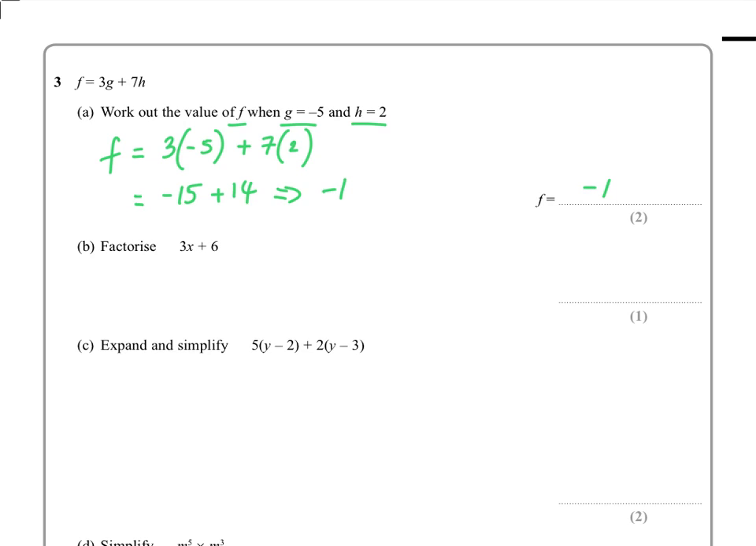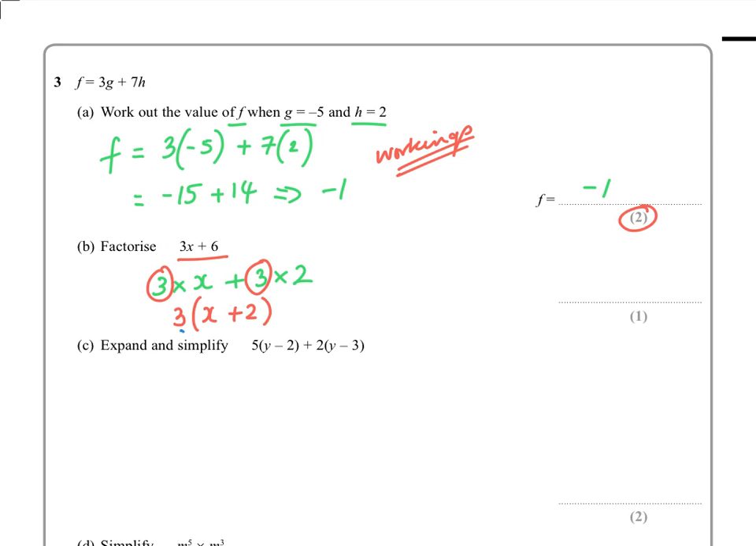So don't forget to show all your workings. Although it's a calculator paper, don't just put things straight into your calculator, because there are 2 marks up for grabs. So factorise 3x plus 6. Well, that's 3 times x plus 3 times 2. So 3 will be the common factor. So you'd have 3 lots of x plus 2. And then multiply that out to check. So you've got 3x, and 3 times 2 is 6. So there's the answer, 3 lots of x plus 2.